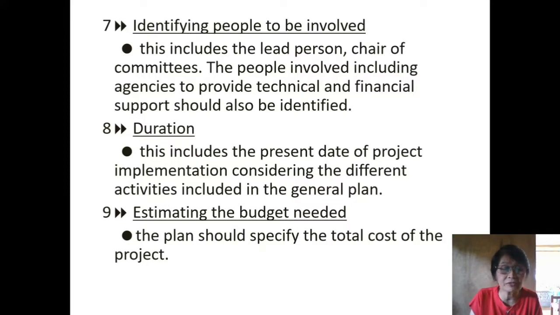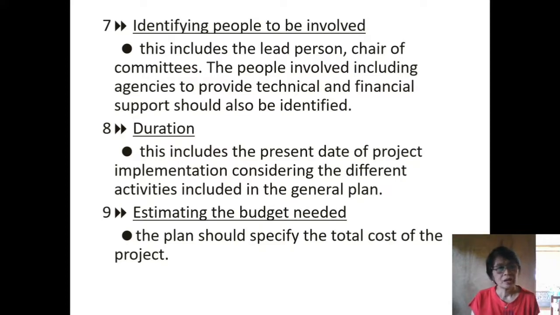Duration, as part of the work plan, the date or how long this will take, will also be considered by the funding agency, because that would determine how much. The longer the program, the higher the funding requirement. The shorter, if the activities will not be that many, the smaller the budgetary requirement. And then the last one is estimating the budget needed.